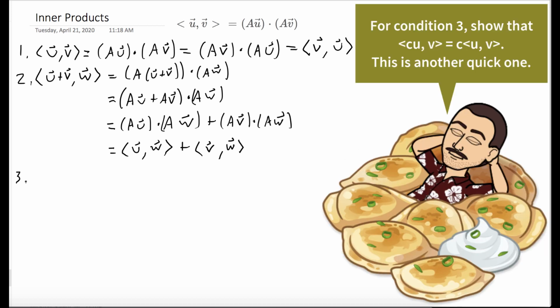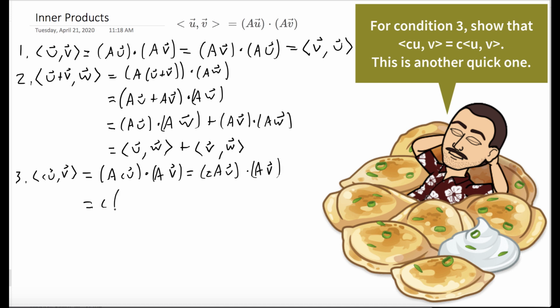We now want to show that we could factor out a scalar multiple. So we'll look at cu times v, which is A times cu dotted with Av. We can distribute out the c, or factor out the c from Acu. And now we could factor out the c one more time. So maybe step 2, not so necessary, but we did it anyway. This is c times u times v, which is exactly what we wanted.